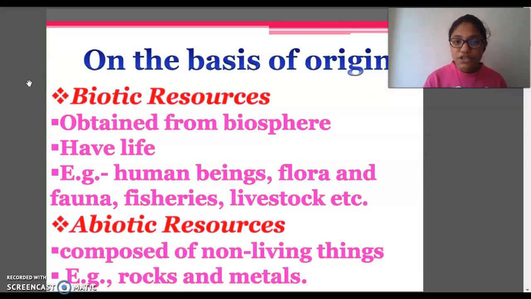Biotic resources are those resources which we obtain from the biosphere and which have life. For example, flora, fauna, plants, animals, fishes, livestock, or anything which has life. It could even be humans. And abiotic resources are those resources which do not have any life. For example, water, sun, electricity, robots, computers, or anything which does not have life. So this was on the basis of origin.